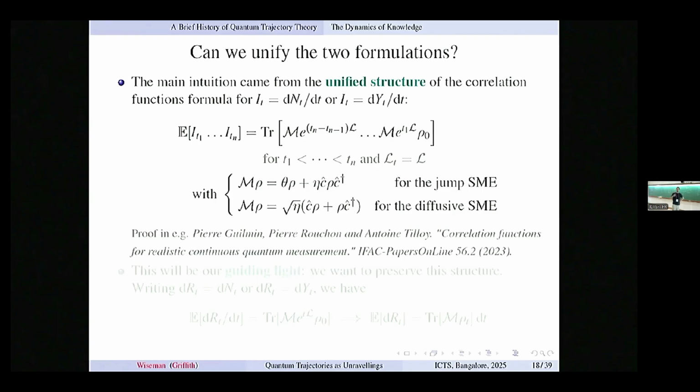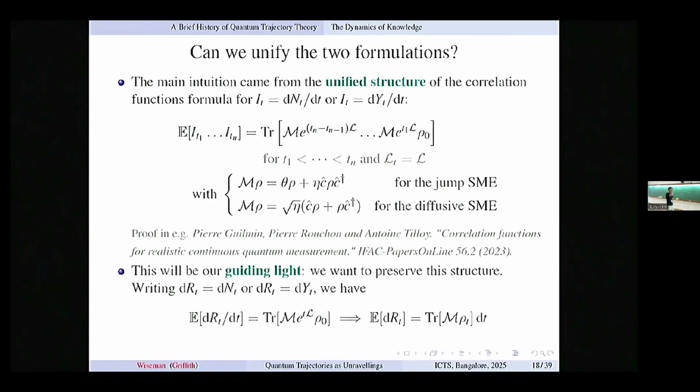Yes, Tristan? Oh, so this is you, as a user of this formula, you fix them. You say, I want to compute between these times, and then you apply this formula. And I didn't finish the formula. You have the average evolution, you insert a superoperator, and then you continue the average evolution up to time t2, insert a superoperator, etc., up to the end. All right, so this is going to be our guiding light, okay? We want to preserve this structure at all costs. So this is where the intuition comes from, and we like the fact that it's a unified formula.